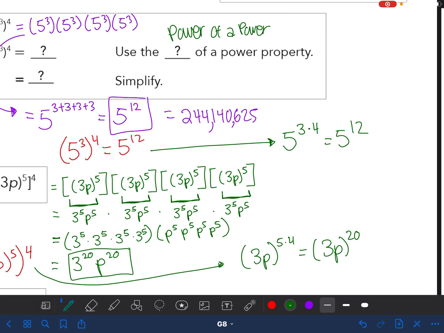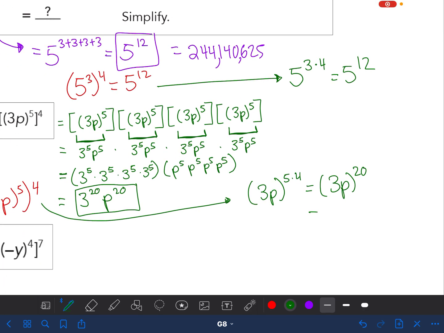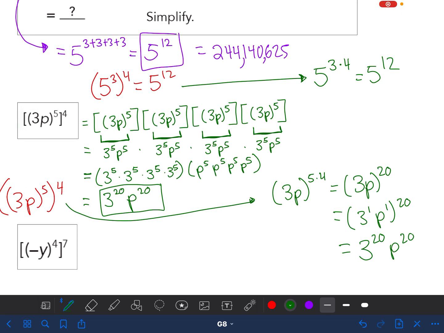And watch this. 3 to the power of 1, p to the power of 1, right? And we multiply 3p by itself 20 times. That means we have 20 3's and 20 p's. That's how we get that.